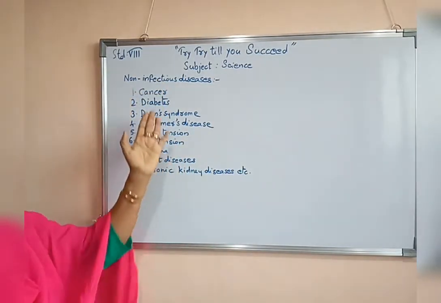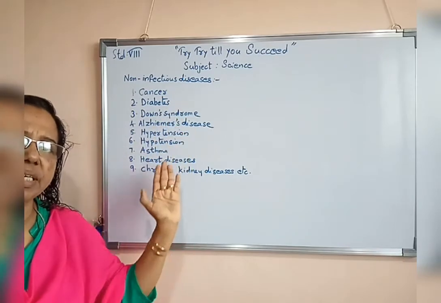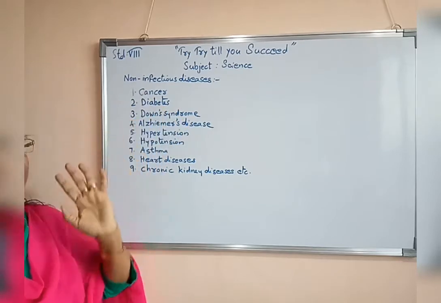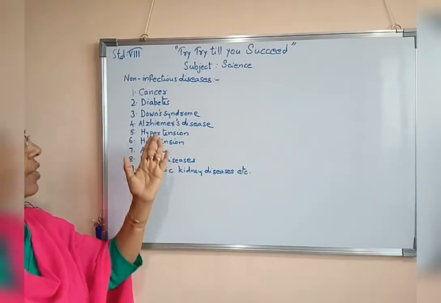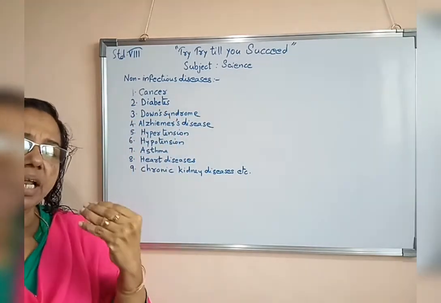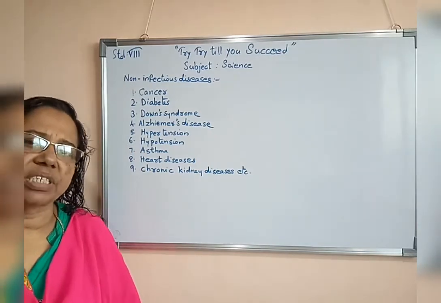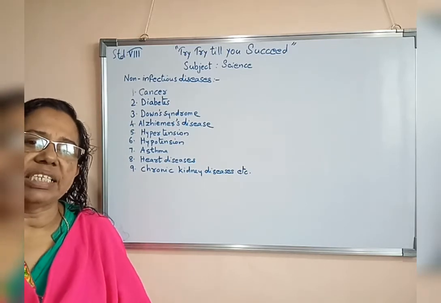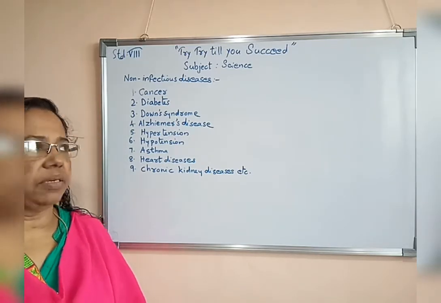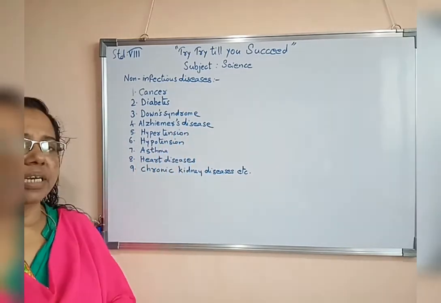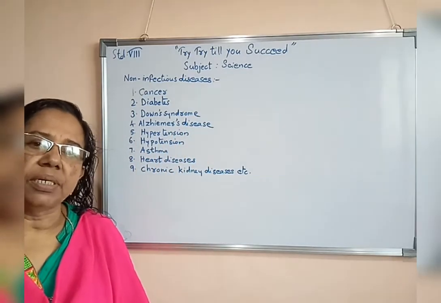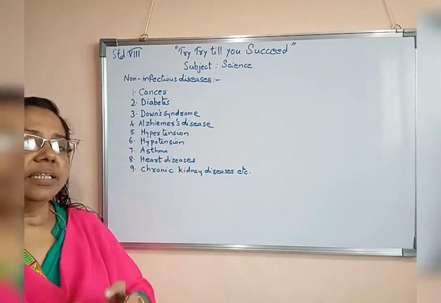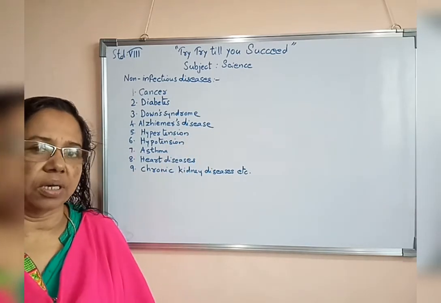So here I mentioned various non-infectious diseases. Cancer as well as diabetes are familiar to you. Now Down's syndrome means from childhood onwards, that means from birth onwards this disease is present. It is a kind of physical as well as mental disability. Then Alzheimer's disease affects adult people. Due to this disease, memory loss will occur.